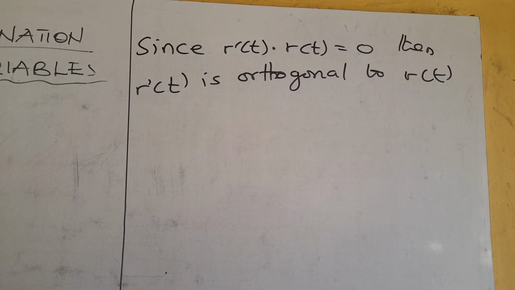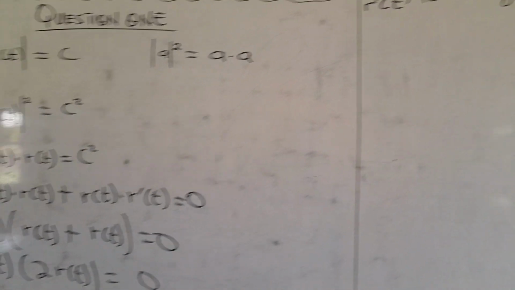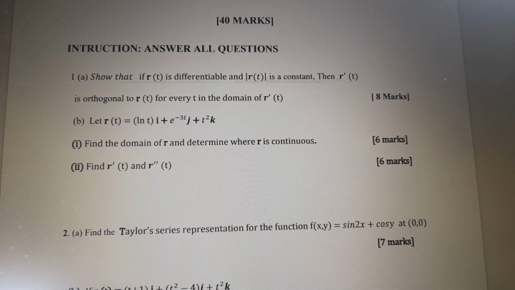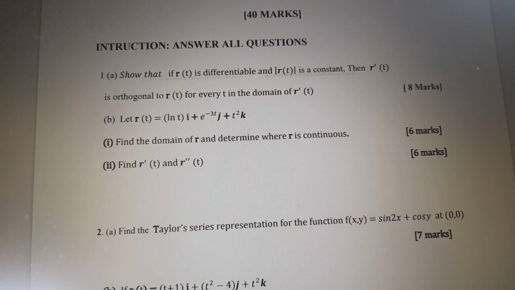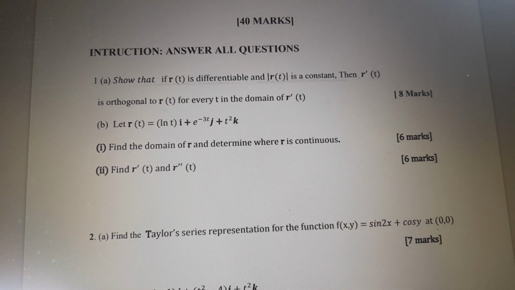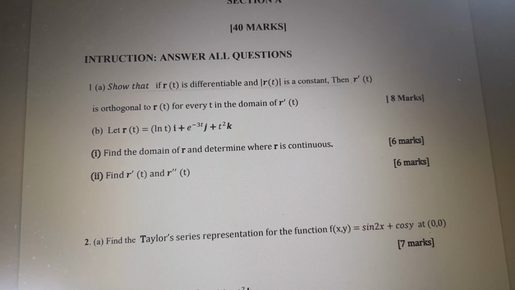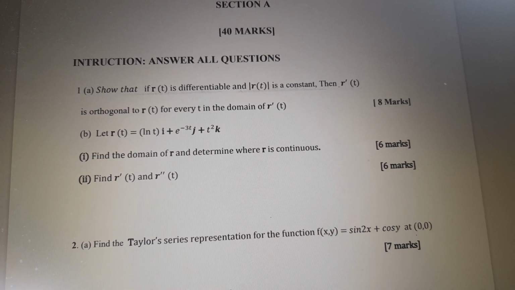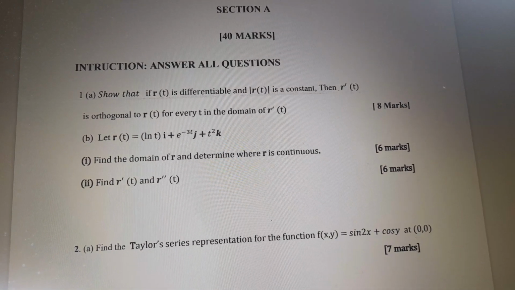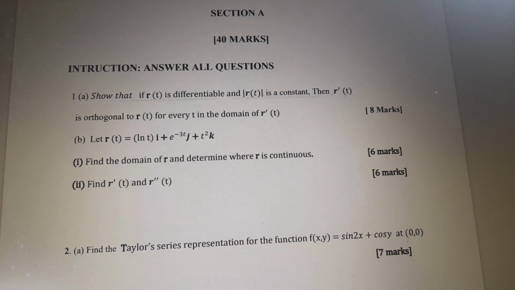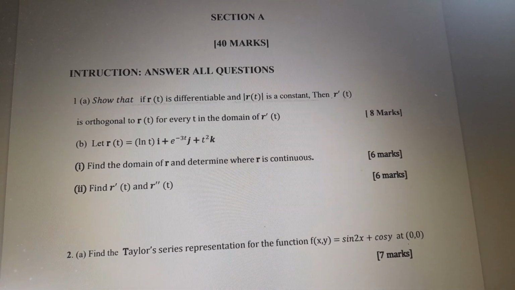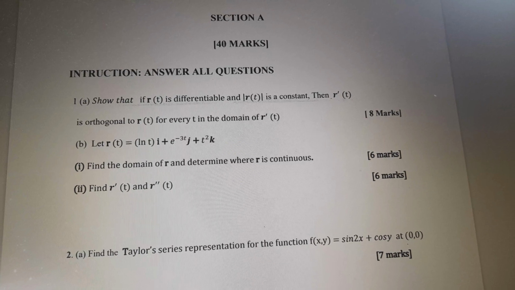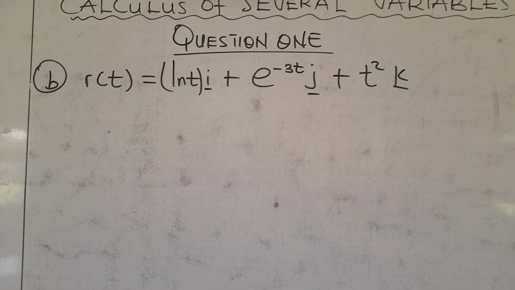Now we'll solve the B aspect of question 1. It says we should let R of t be equal to ln t in the i direction plus e exponent negative 3t in the j direction plus t squared in the k direction. In part I, we should find the domain of R of t, and in part II, we should find R prime of t and R double prime of t. The I aspect is worth 6 marks, and the II is also 6 marks.